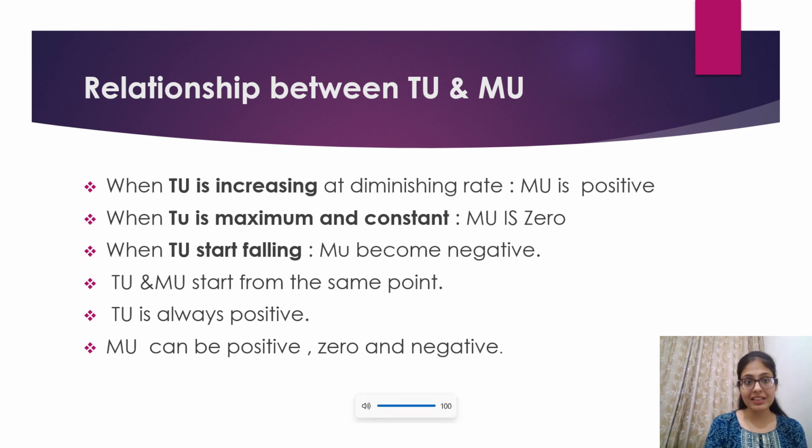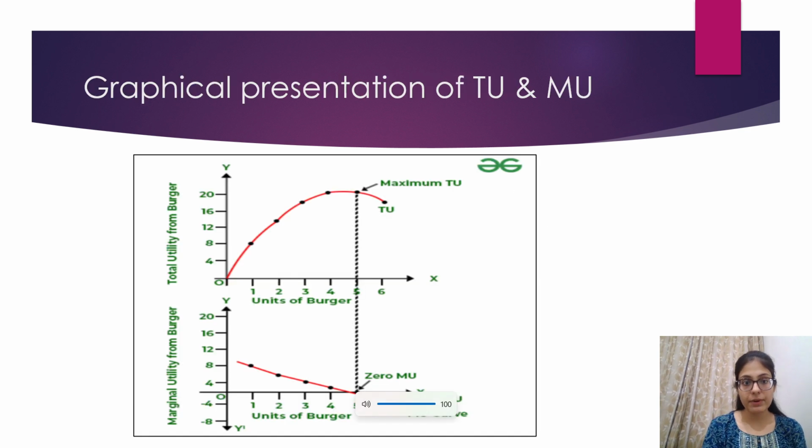So let us see this relationship in the graph. When TU is increasing, it is increasing, but it is increasing at which rate? Diminishing rate. In this, MU is positive. When TU is maximum and constant, MU is 0. When TU starts falling, MU becomes negative. So MU can be positive, 0 and negative. TU is always positive. It cannot be negative.